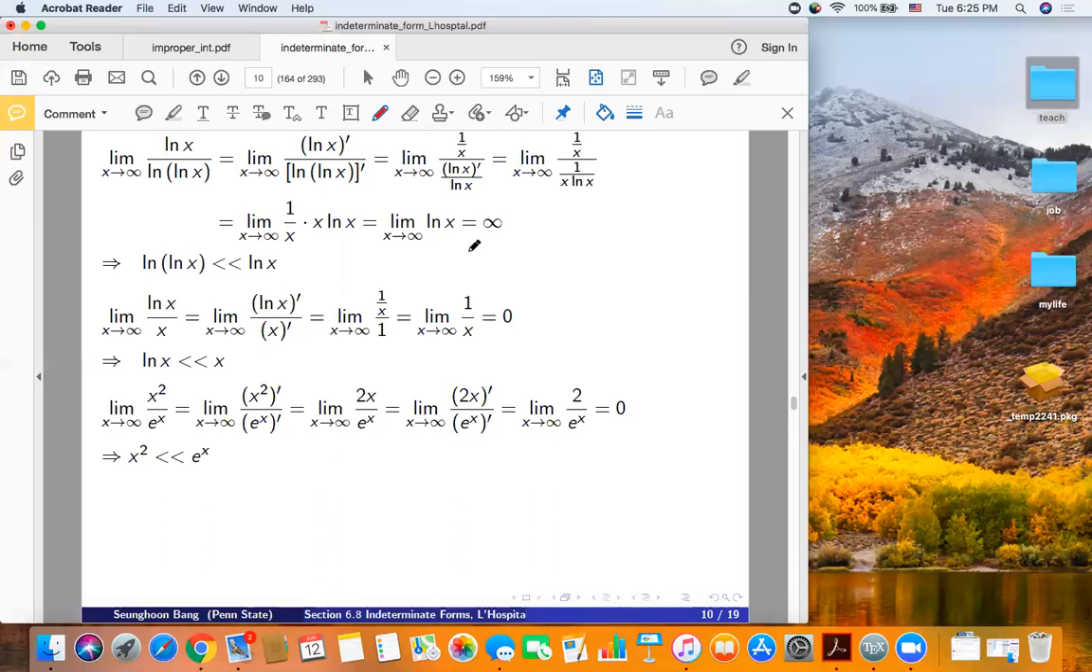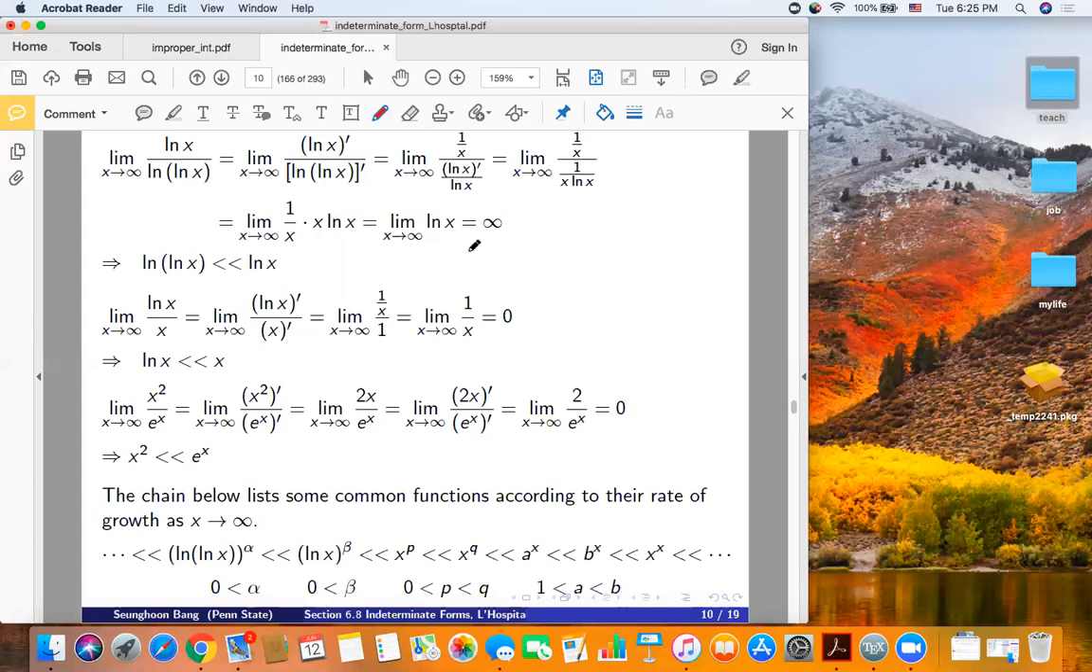So we can combine this whole result. We have one good table for relative rate of growth. This one. So what does it mean? ln of x to the alpha is slower than ln of x to the beta. ln of x to the beta is slower than x to the p. x to the p grows slower than x to the q. x to the q is slower than a to the x. a to the x is slower than b to the x. b to the x is slower than x to the x.